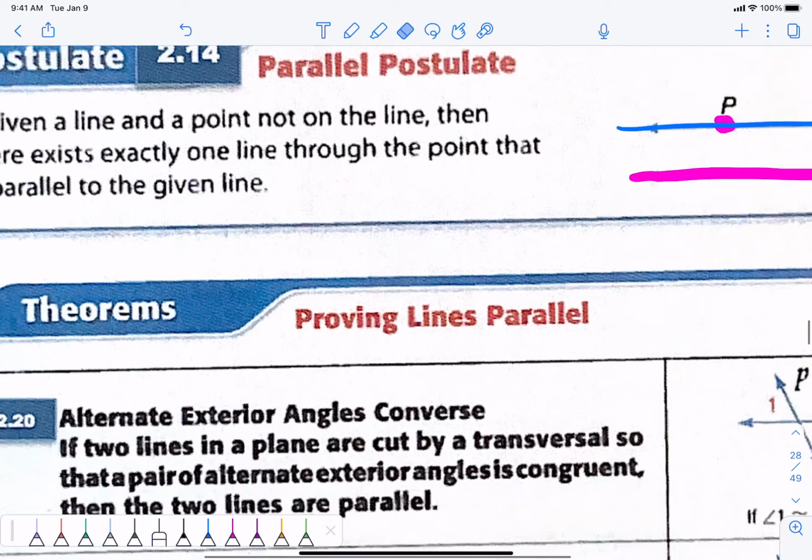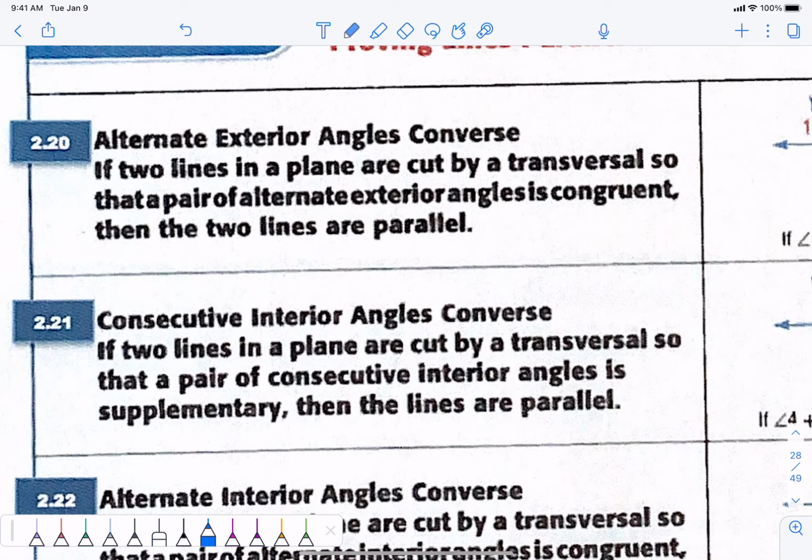We're not going to write that one down, but let's go down to these ones here, and this one is alternate exterior converse.